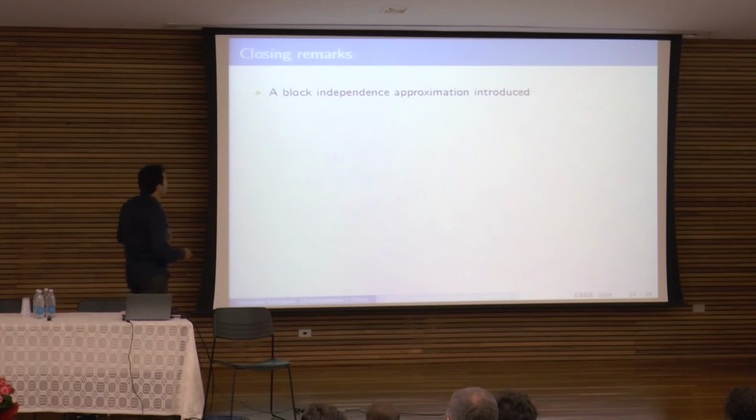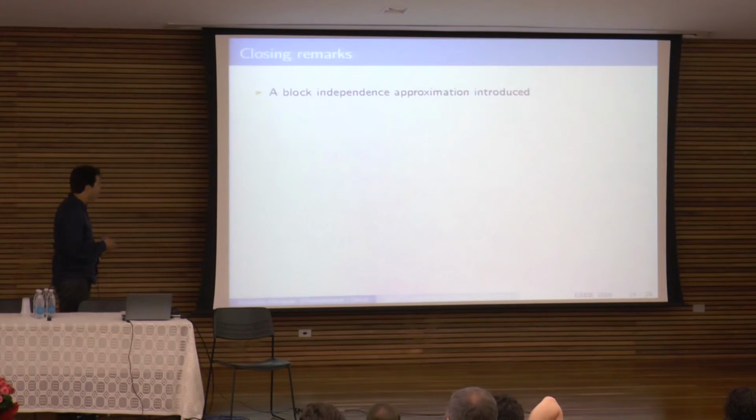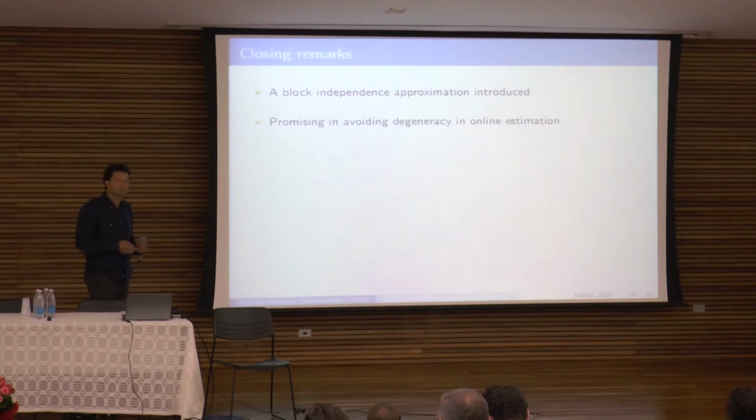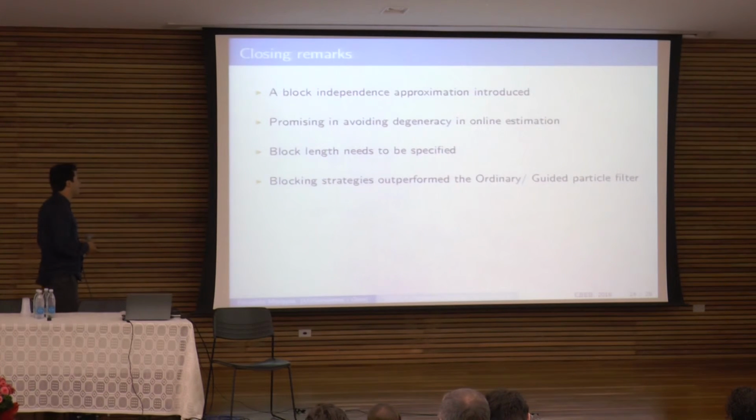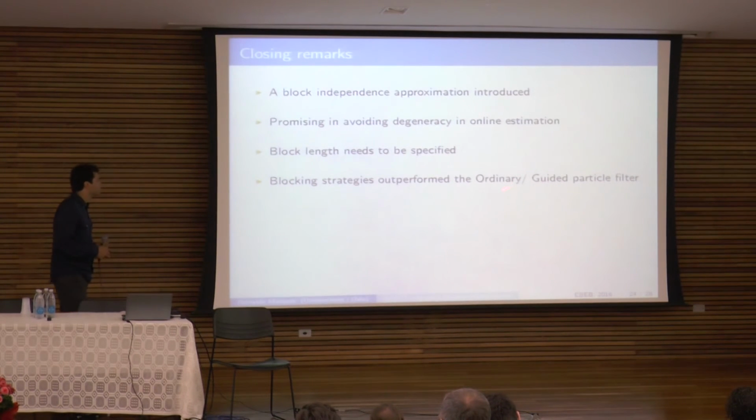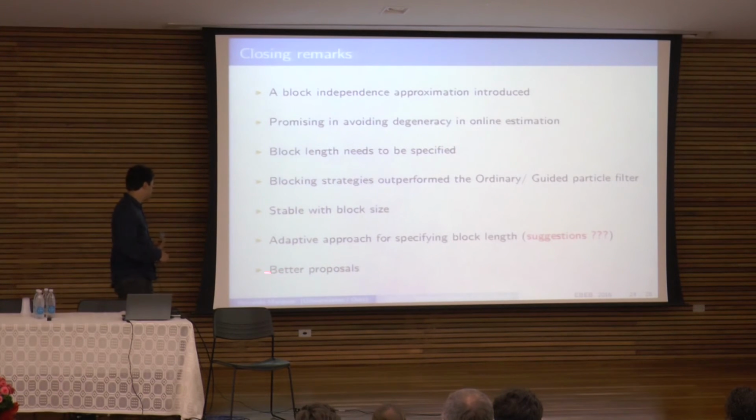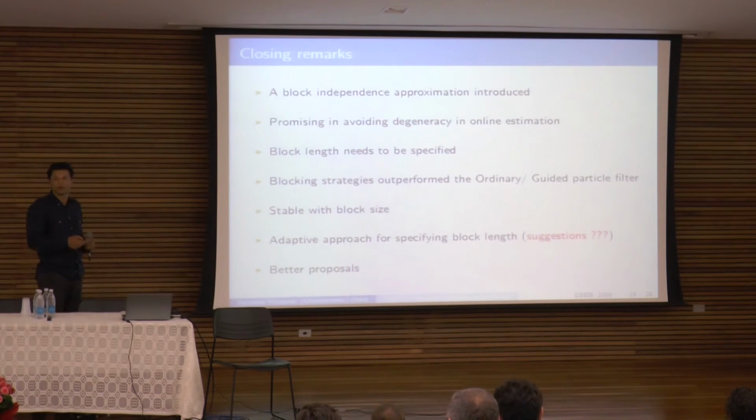Just some comments. I introduced a block independence approximation here. It promises to avoid degeneration in online estimates, so you can run a lot of data points. The block length needs to be specified. In our experiment, the block strategy outperformed the ordinary particle filtering, and it is stable with the block size. An adaptive approach to specify the block length is also possible. Suggestions are welcome. And of course, you can also design a better proposal for how you move from one block to another block.